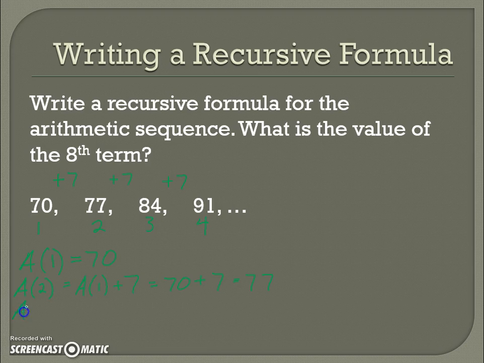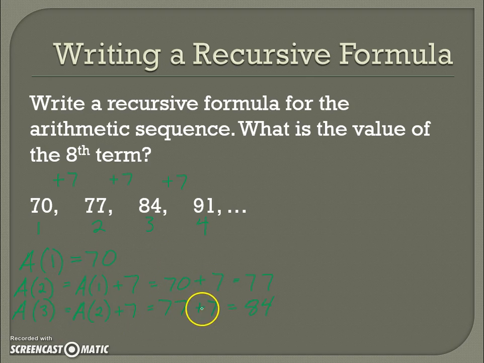The way I would find the third term is I would take term 2 and I would add 7 to that, which would be 77 plus 7, which equals 84, and then this would continue. So what we need to do is come up with a way to write this out in a generalization. Okay, but let's go ahead and write out this particular answer.